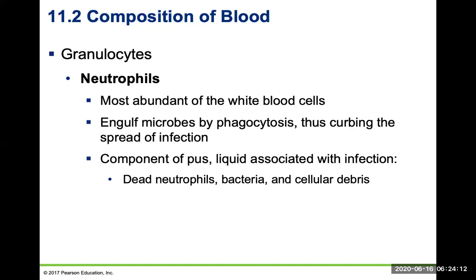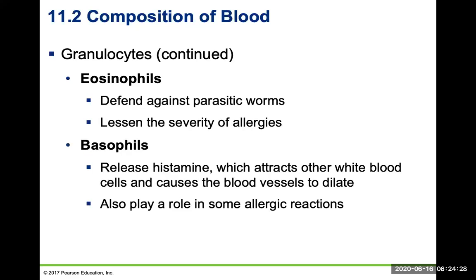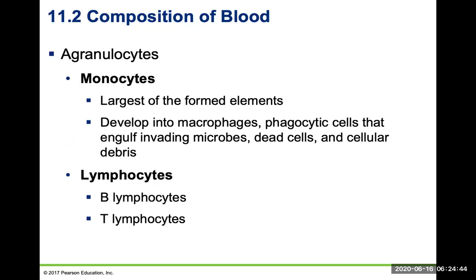Neutrophils are the most abundant granulocyte. They will engulf anything foreign, microbes, by phagocytosis and then try to stop infection. They're composed of pus, which is a liquid associated with infection. Eosinophils defend against parasitic worms. They lessen the severity of allergies. Basophils release histamine, which attracts other blood cells, white blood cells, and causes your blood vessels to dilate. So basophils play a role in some allergic reactions.